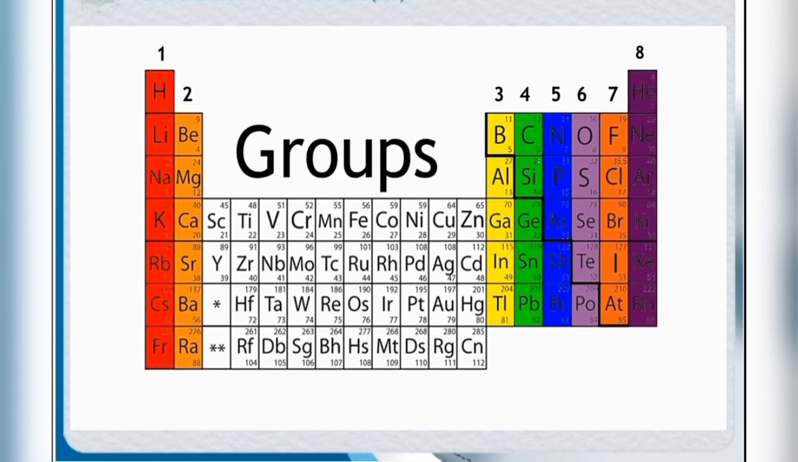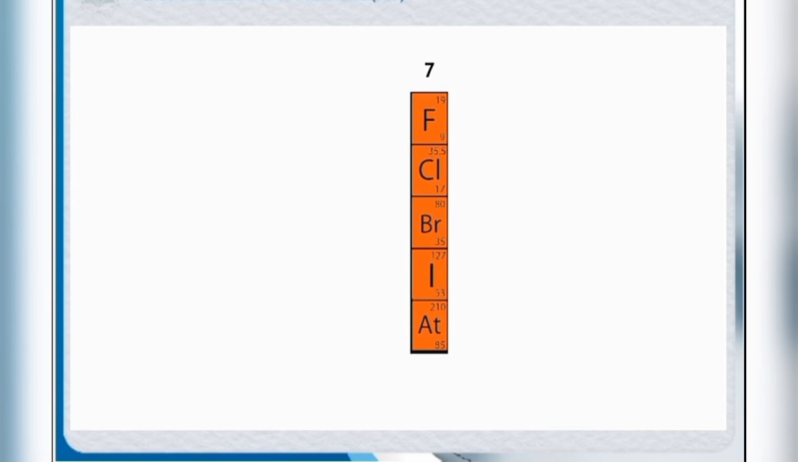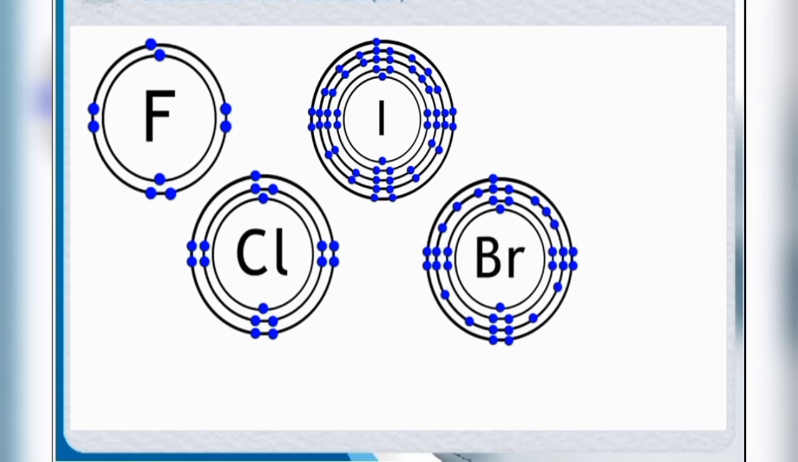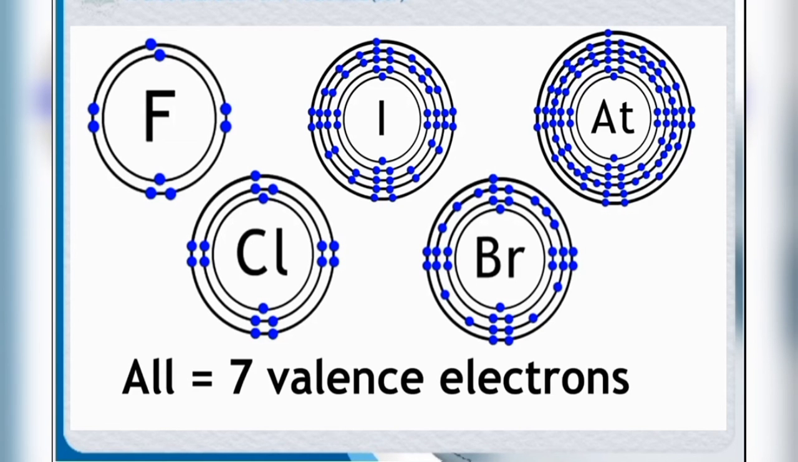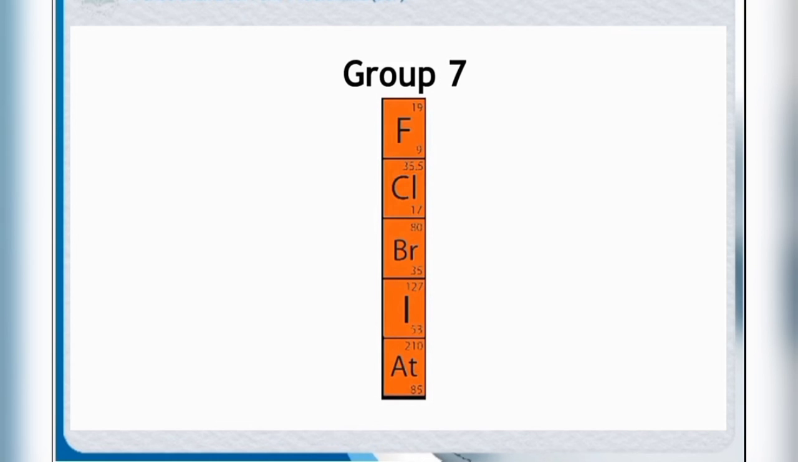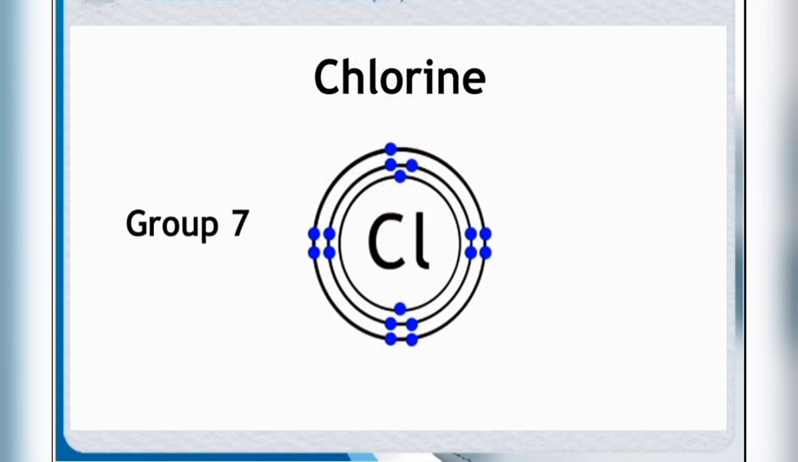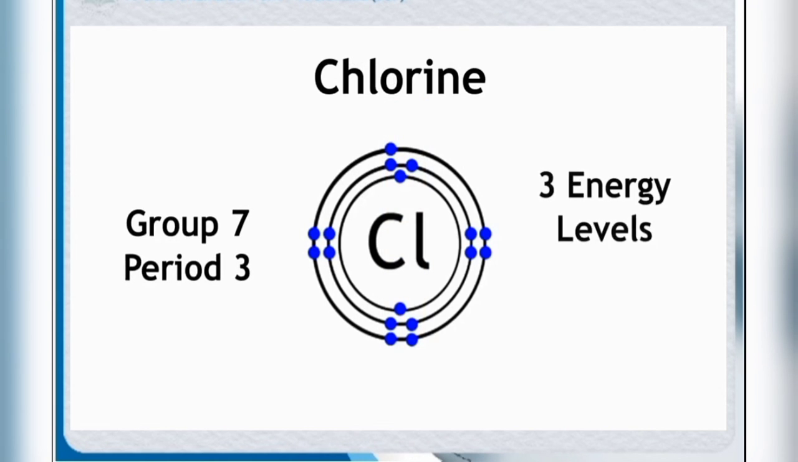The group number can tell you how many electrons are in this shell. For example, let's look at group 7. Fluorine, chlorine, iodine, bromine, and astatine. They all have 7 electrons in their outermost shell and all exhibit similar chemical characteristics. The properties show a gradual change going down the group as we go from period to period. So, if we look at group 7 again, we can see that they are each in a different period in the periodic table, telling us that each element in this group has its outer electrons on a different shell. So, chlorine is in group 7, period 3. Therefore, it has 3 energy levels with 7 electrons in its outermost shell.